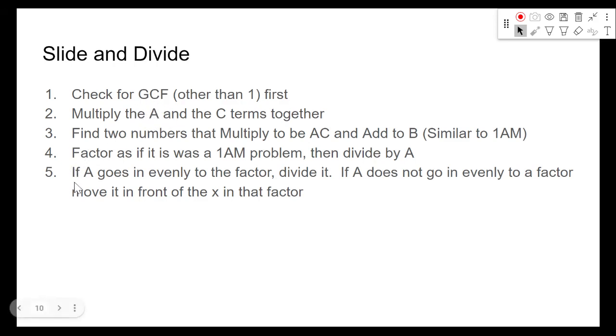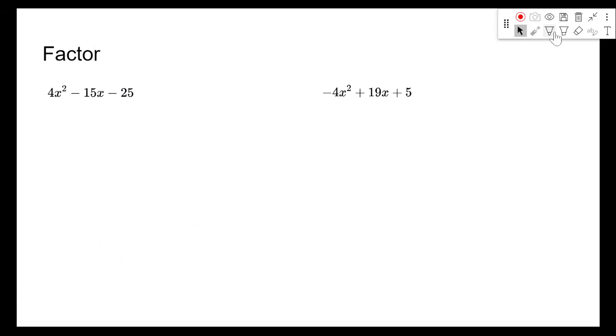If A goes in evenly to that factor that you divided it by, we'll divide it and see what you get. If it does not go in evenly to that factor, move that A term in front of the X in that factor. So that last step's a little weird. We're going to talk about it. It's not complicated, I promise you. It takes a little getting used to, but it's not too bad. All right, so let's give this a shot here. Let's see what we can do.